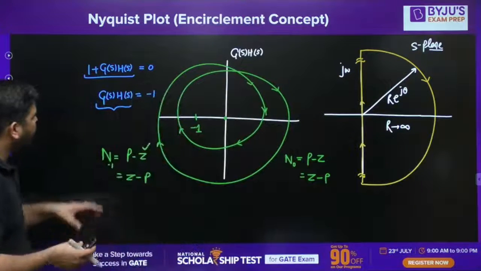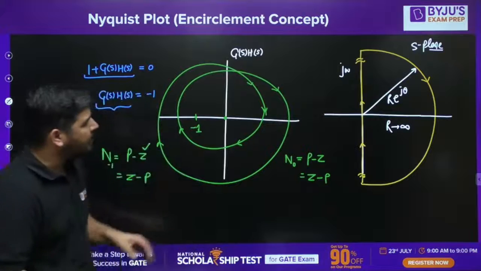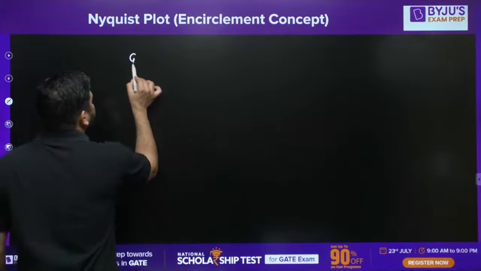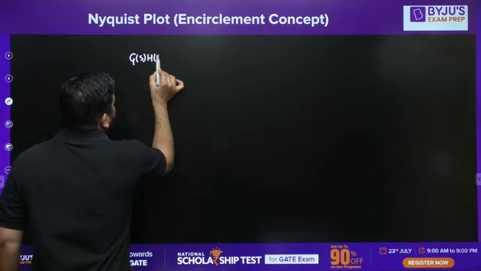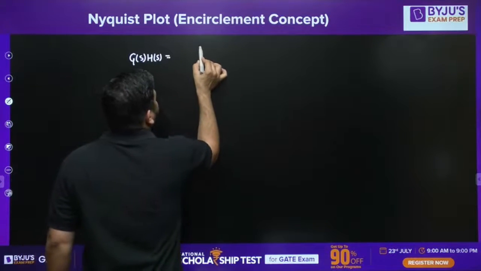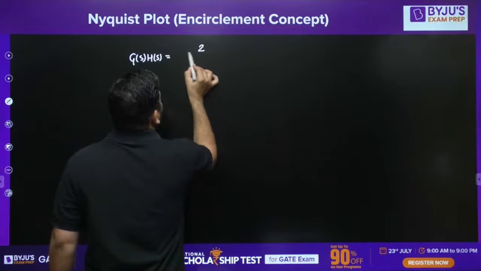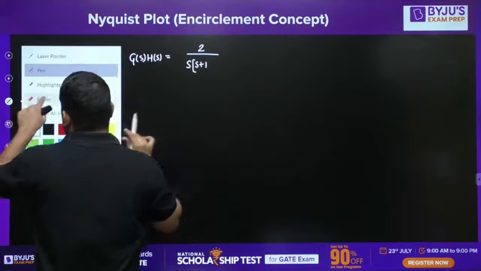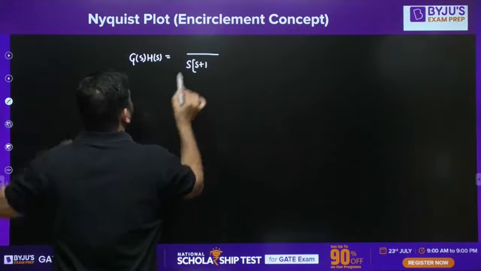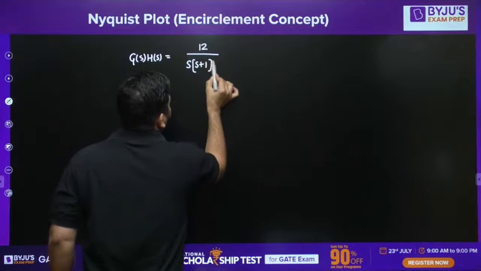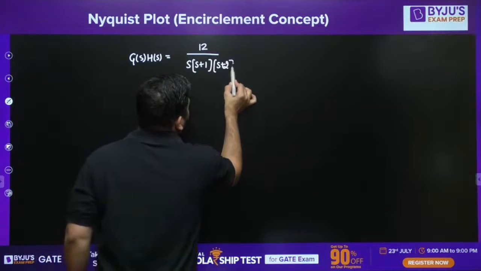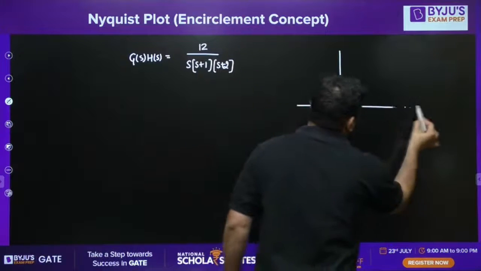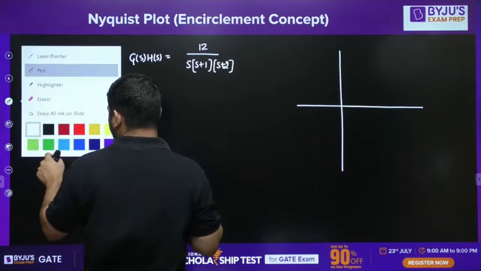Okay, guys. So I told you about this concept. Now let's apply this. Let's say I have G(s)H(s), given as maybe 2 divided by s into s plus 1, or maybe let's take 12 divided by (s plus 1)(s plus 2). Okay. And the S-plane contour is given to you.